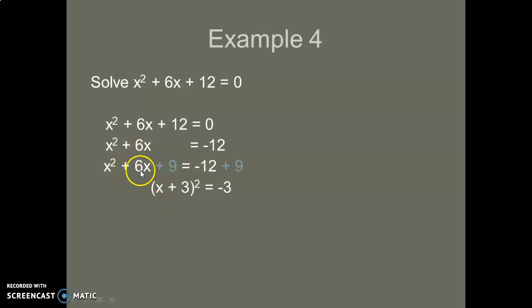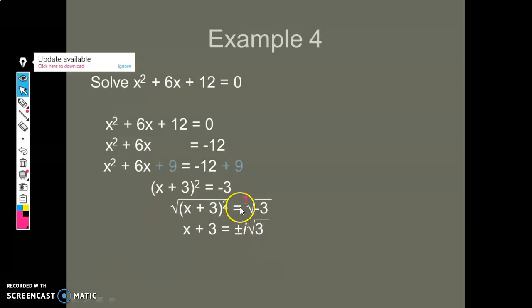And so to get 6x in the middle, it would be x plus 3 times x plus 3, or we could just write it as x plus 3 squared. And that allows us to solve the equation by taking the square root of both sides. So next we're going to apply the square root to both sides. And when we do this, we have to remember to put the plus or minus sign in. Technically speaking, as soon as you write the square root, you should be putting the plus or minus sign there.